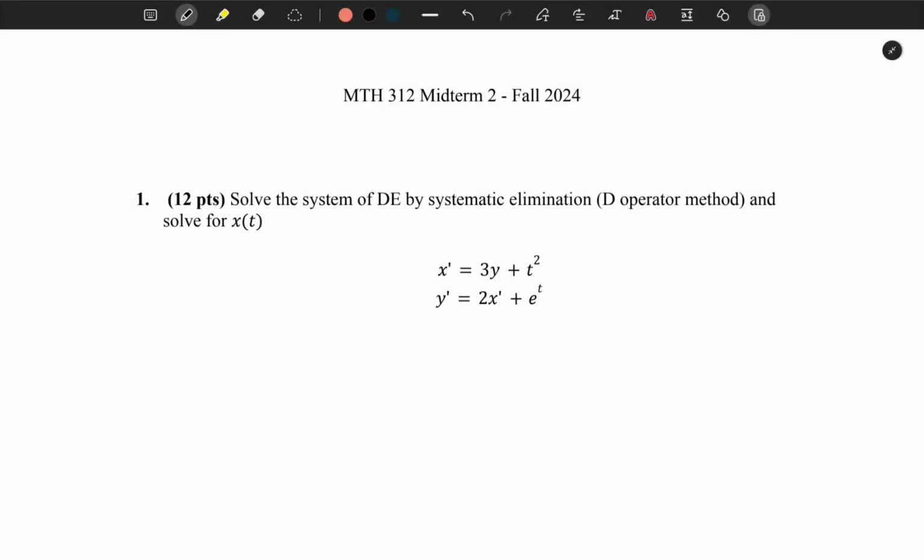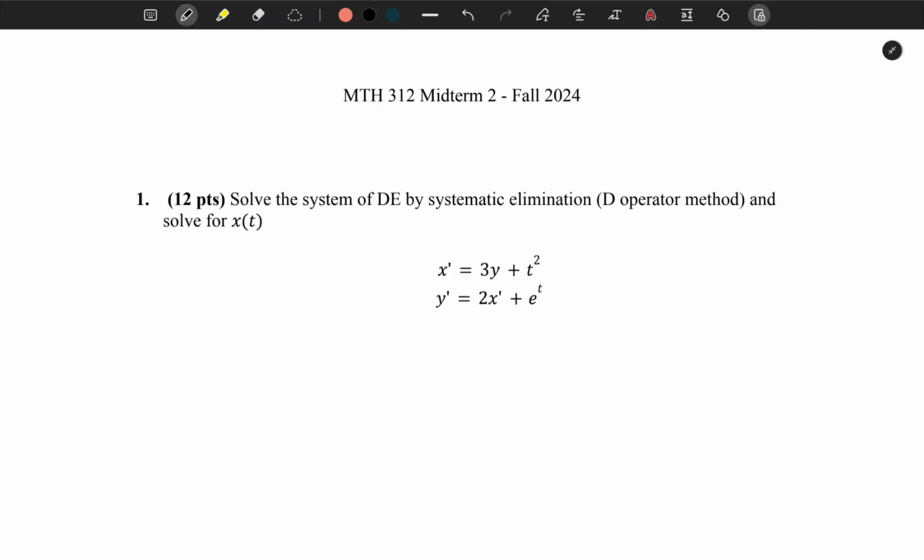So this is the MTH312 midterm 2, question 1. It says: solve the system of differential equations by systematic elimination, d-operator method, and solve for x of t.